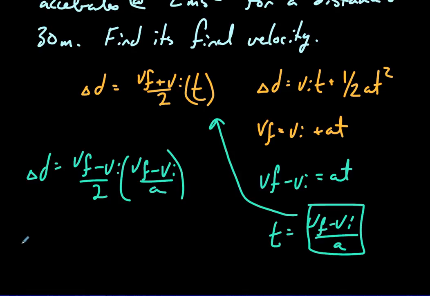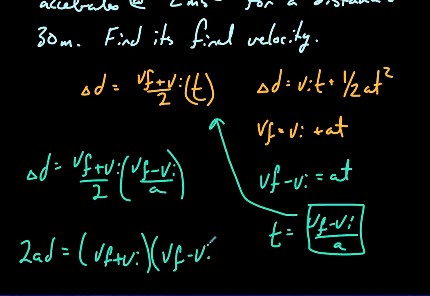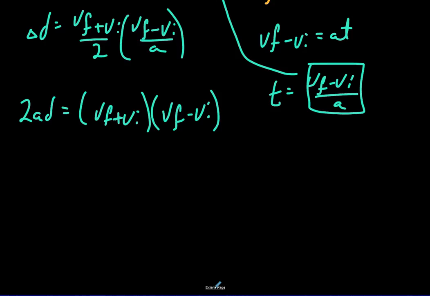We'll get that 2ad equals Vf plus Vi, times Vf minus Vi. Oh, I'm sorry, this should be plus. My mistake. Have you guys seen a problem like this before where you have to multiply something like this together? What method do you use to solve something like that? Right, you take the first one, multiply it by that, then by that. Then you take the second one and multiply it by that, and then by that.